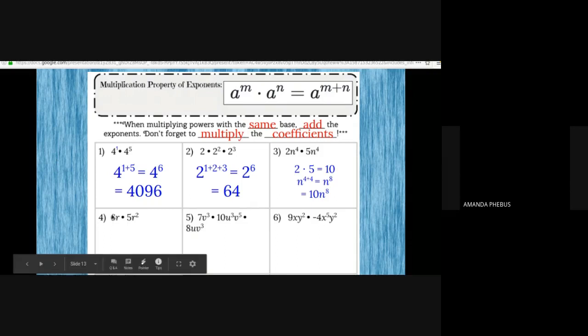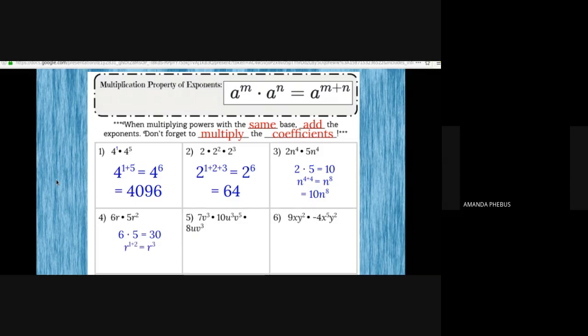We have coefficients. We've got 6 and 5. We're going to multiply them together and get 30. We have r to the 1st and r to the 2nd, r squared, and we're going to add those exponents and get r to the 3rd, and so our answer is 30 r to the 3rd.